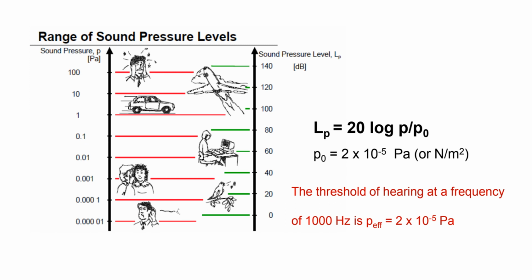To refer to it in a smaller, more usable range, we use sound pressure level, which is calculated using this formula: Lp is equal to 20 log P by P naught, where P naught is the threshold value of sound perceivable by a human at a particular frequency. One more important thing about sound is that the sound pressure level we are speaking about is for a particular sound at a given frequency.